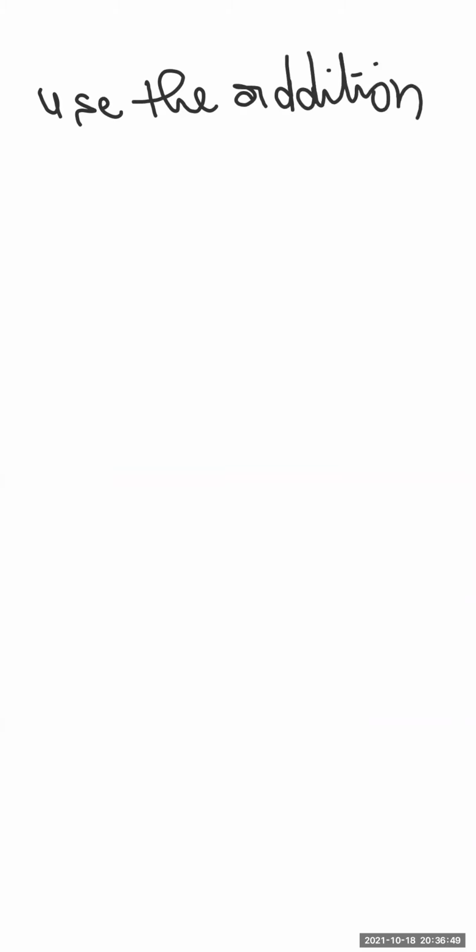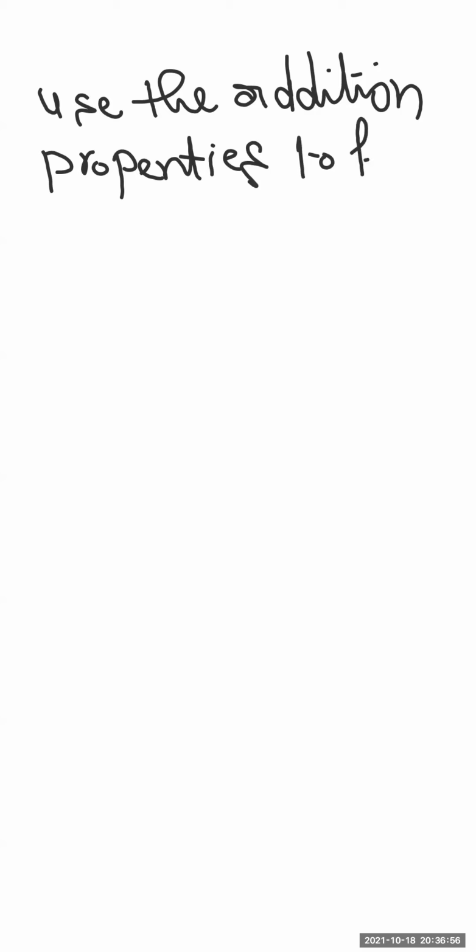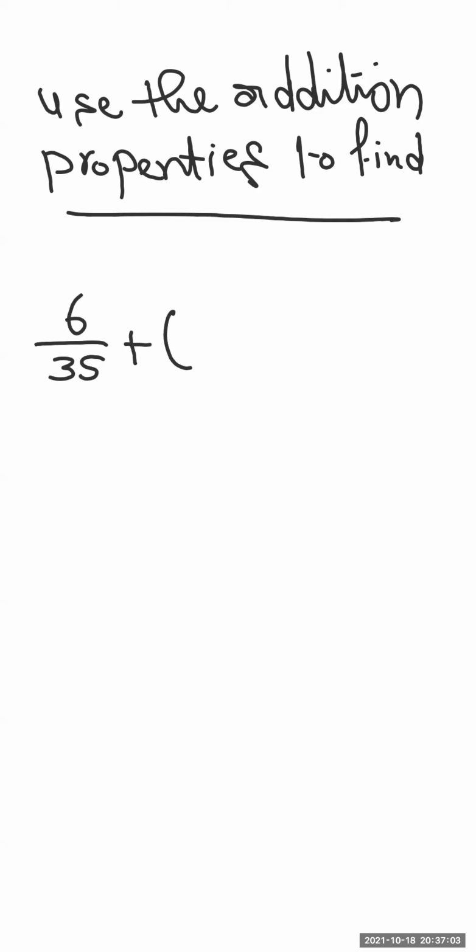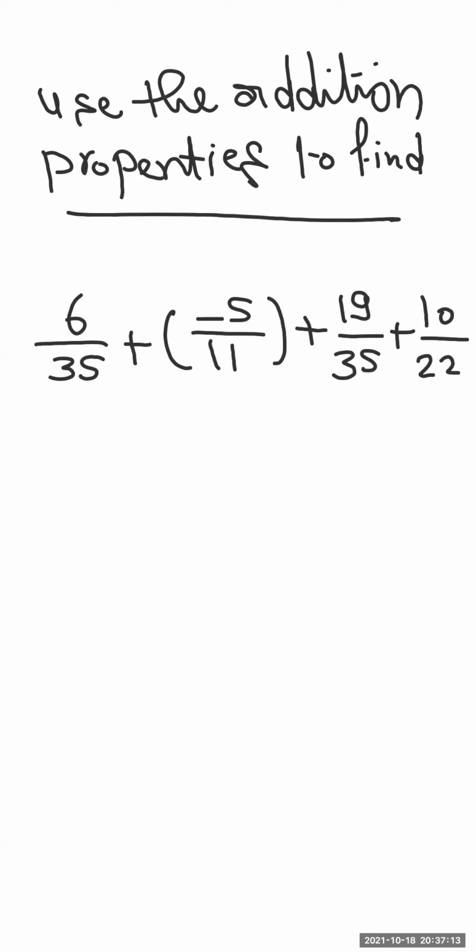Use the addition properties to find 6 over 35 plus negative 5 over 11 plus 19 over 35 plus 10 over 22. How to solve this question?